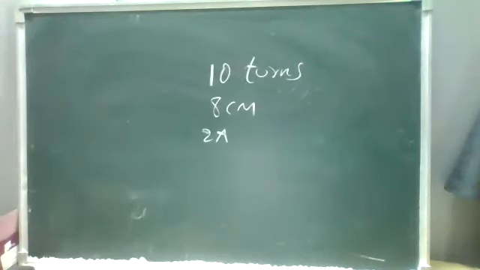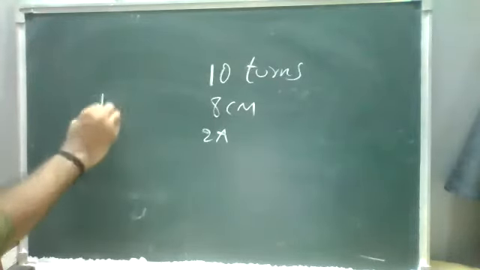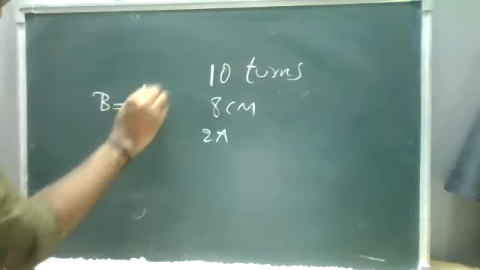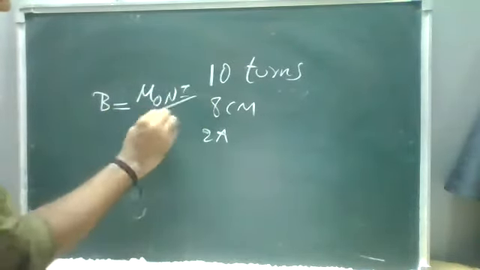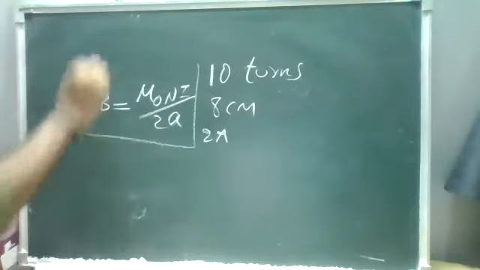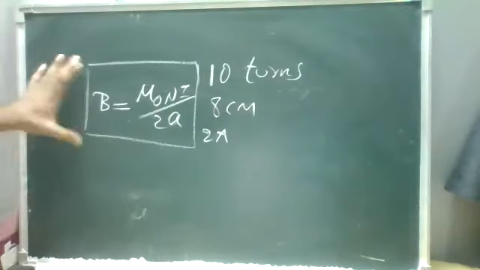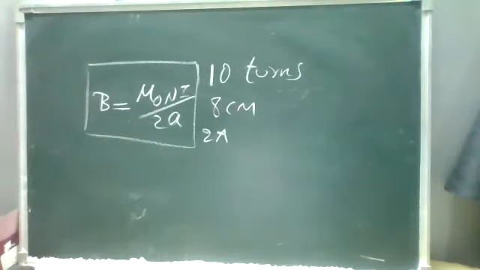Find the magnetic field and direction of magnetic field at the center of the coil due to the current. So we need to find the direction and magnitude at the center. The formula is B is equal to mu naught N i by 2A. At the center, remember this relation.